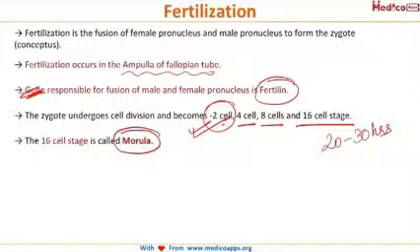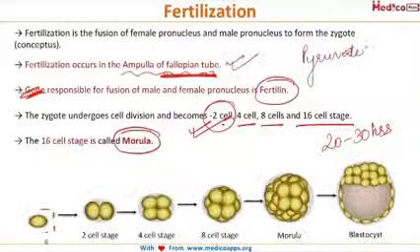Until this stage, the total cell mass is not increased, and thus the zona pellucida, I told you, it remains intact. And this entire process is occurring in the fallopian tubes. So, where does the zygote get its nutrition from? It is from the secretory cells of the fallopian tubes and in the form of pyruvate.